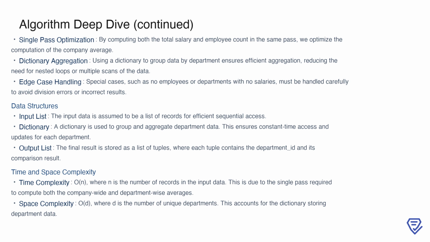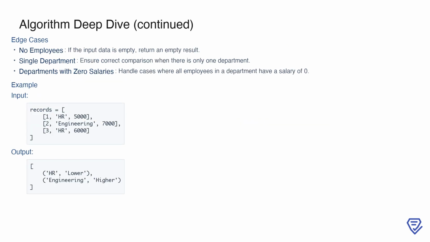In terms of data structures, the input is a list of records for efficient sequential access. A dictionary is used for aggregating department data, ensuring fast updates and lookups. The final output is a list of tuples, which makes it easy to interpret the results. The algorithm's time complexity is O(n), where n is the number of input records, and its space complexity is O(d), where d is the number of unique departments. It's crucial to consider edge cases to ensure the algorithm works under all possible scenarios.